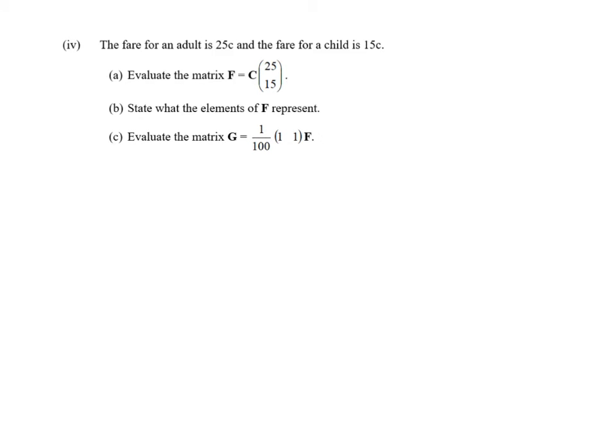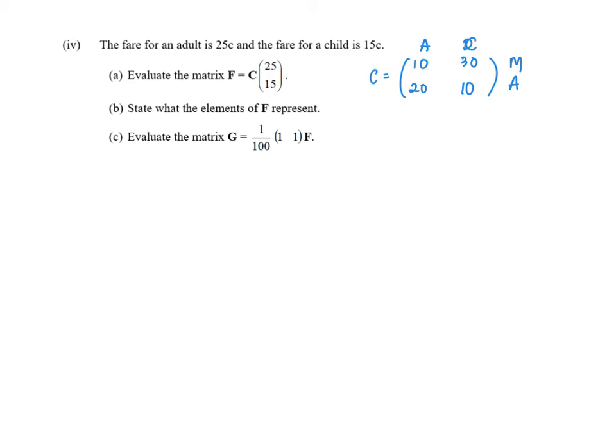The fare for an adult is 25 cents and the fare for a child is 15 cents. Evaluate the matrix F to be C times the matrix 25, 15. Let's take a look at what C is. C is actually the very first matrix that we begin with: the number of adults and children in the morning and afternoon on one weekday.